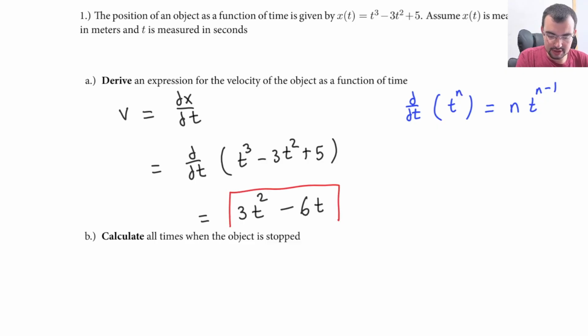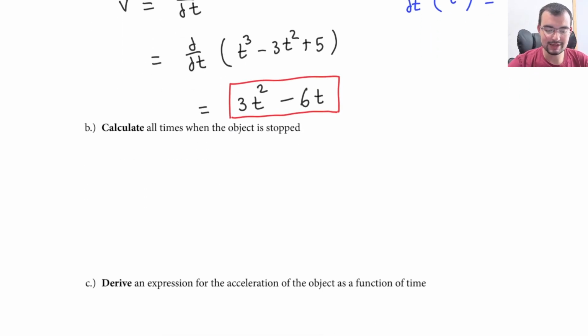And also, since this is the slope, what is the slope of a constant, a horizontal line? Well, of course, it's 0. So when is the object stopped? Well, what does it mean to stop? Well, to be stopped, it means you have 0 instantaneous velocity. So all we have to do is set our expression equal to 0 for velocity.